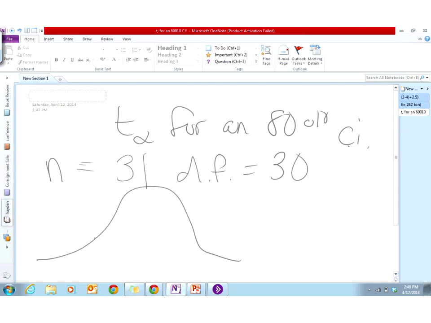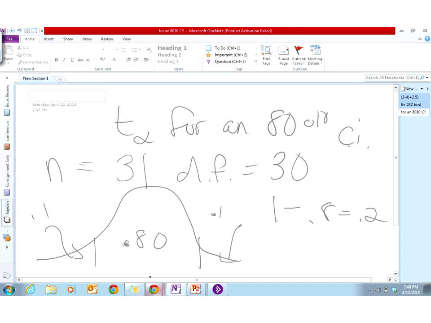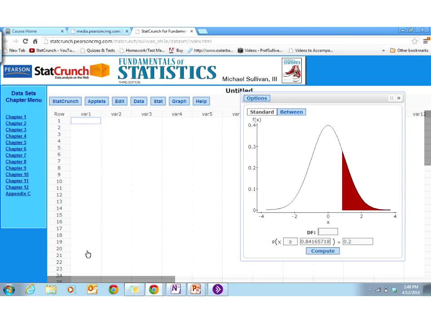Now, what does an 80% confidence interval mean? It means that 80% is in here, 0.8, and each tail needs to be 1 minus 0.8, which is 0.2. Each tail is going to be 0.1. So, if we come back to here, all right, my degrees of freedom were 30. And if I put in 0.1, my t of alpha value is 1.310.